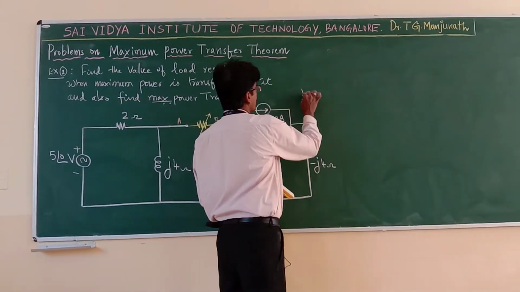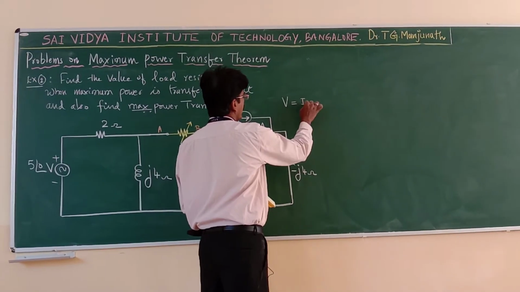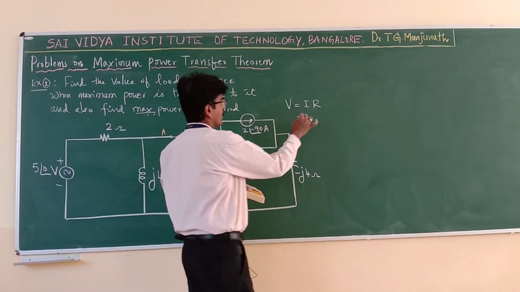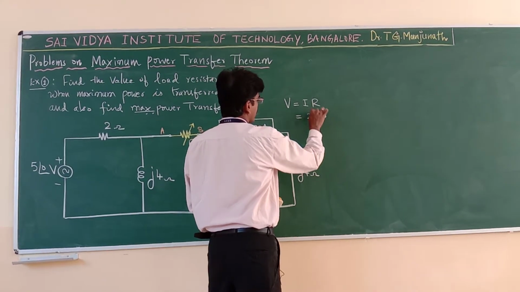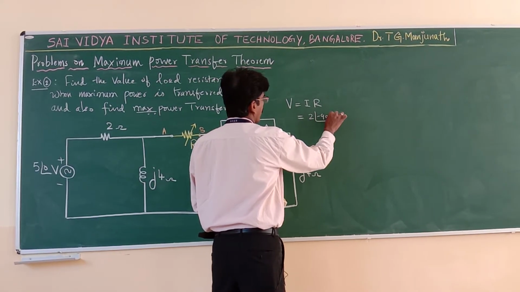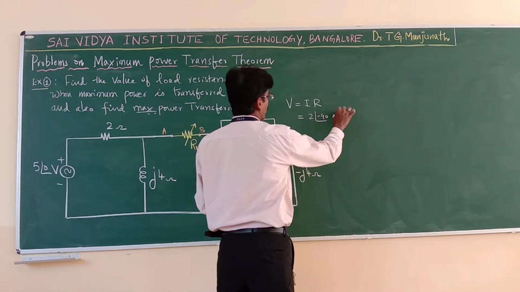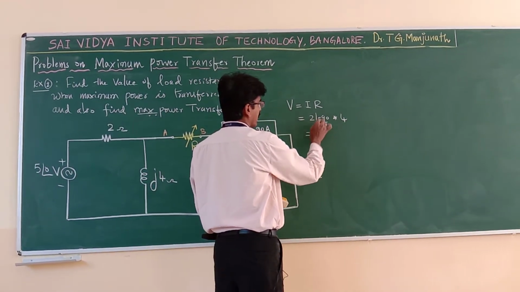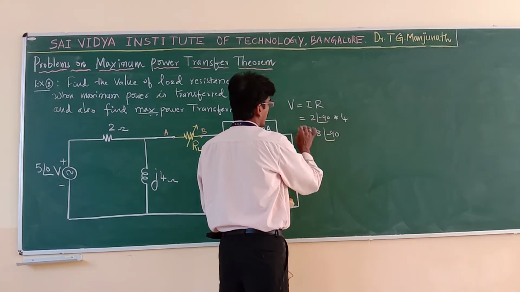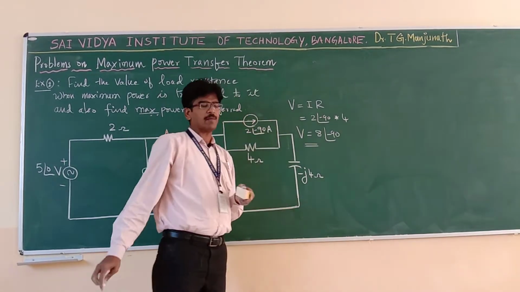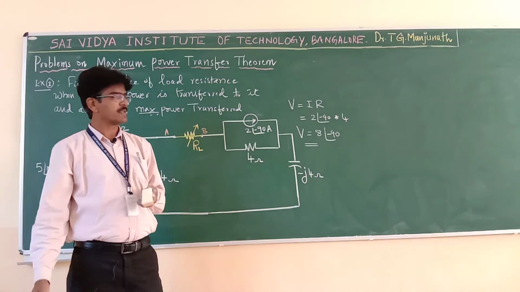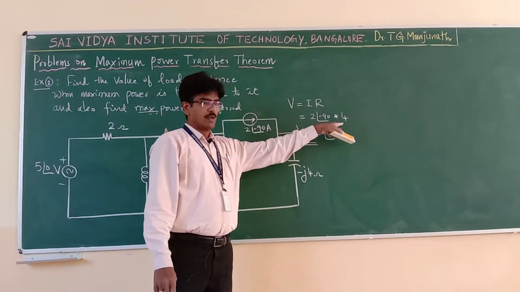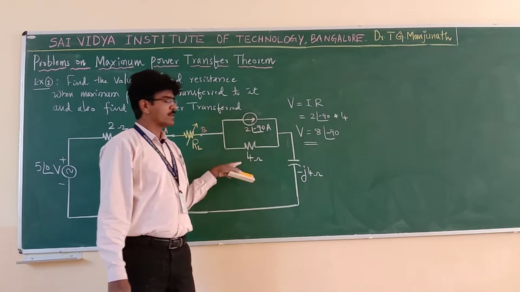Suppose you convert this into a voltage source, you know that V is equal to I into R. What is the I value? 2 at an angle minus 90, into R, which is 4. That gives 4 into 2, 8. The angle is the same. That is the voltage source value, in series with the same resistor, 4 ohm. So here I have converted the current source into a voltage source.